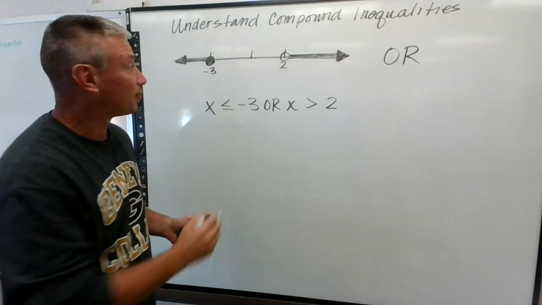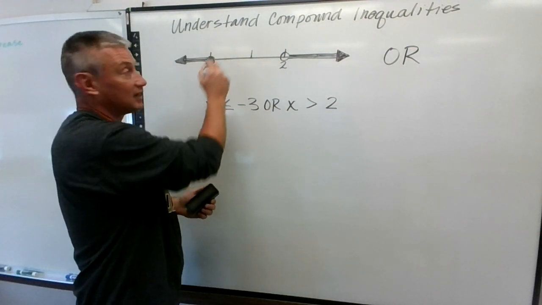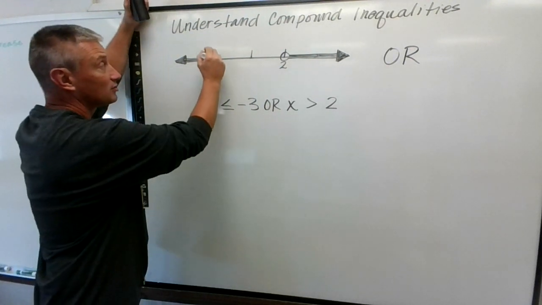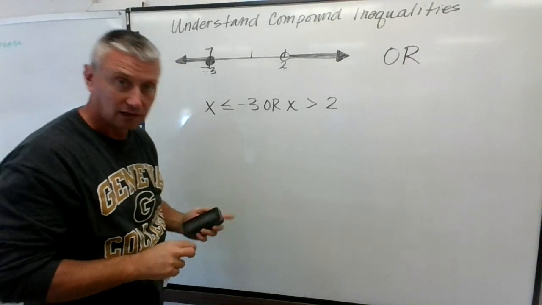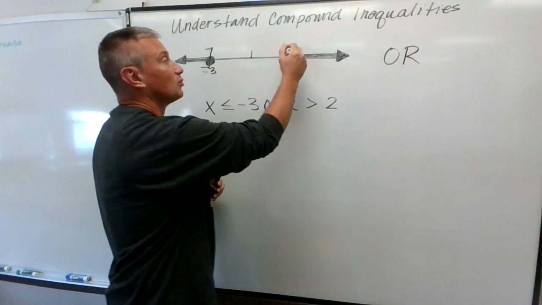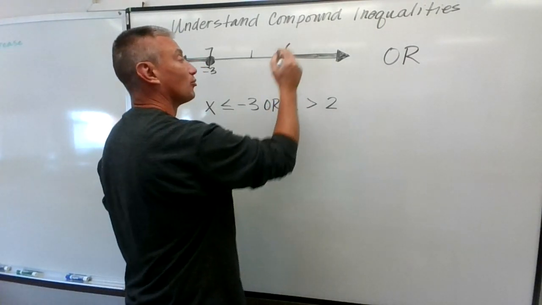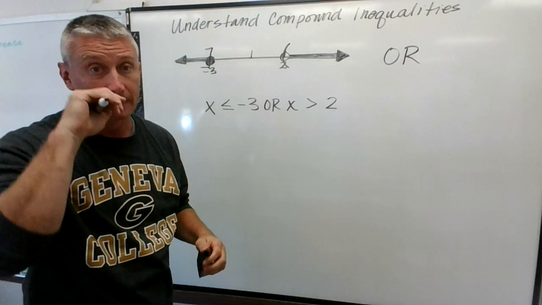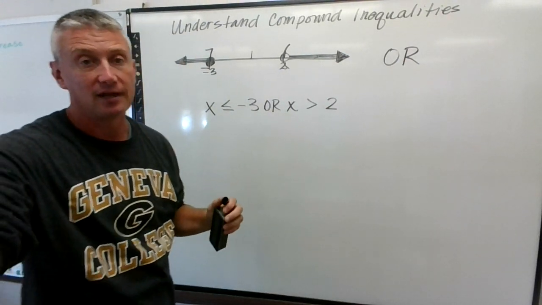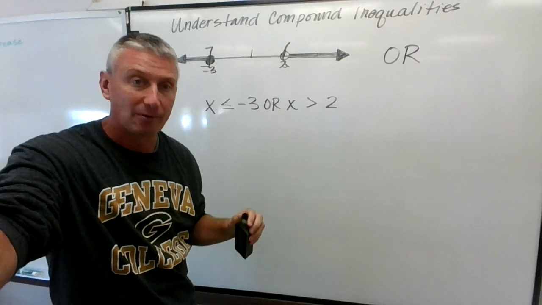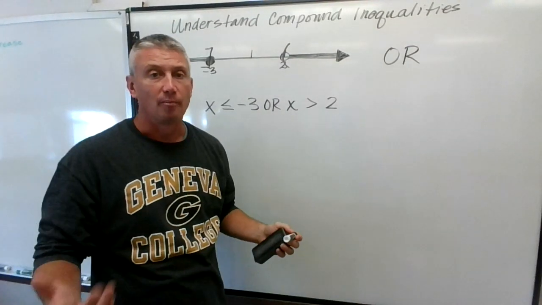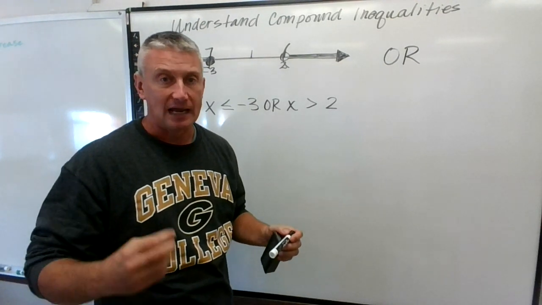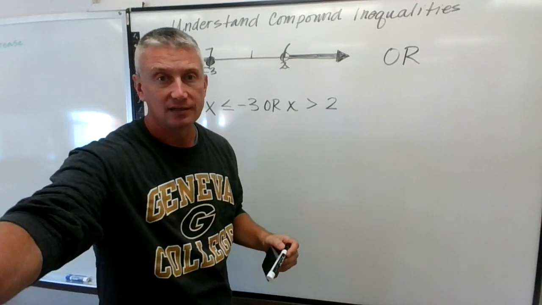Okay, also remember that this is shaded in. It could also be filled in by a bracket because it's less than or equal to. And this one could be a parenthesis because it is just greater than, not equal to. So it's just a boundary. That is your or compound inequalities. Okay, and one's a little more complicated. We're going to get to those next.